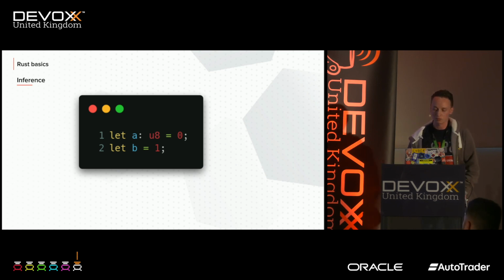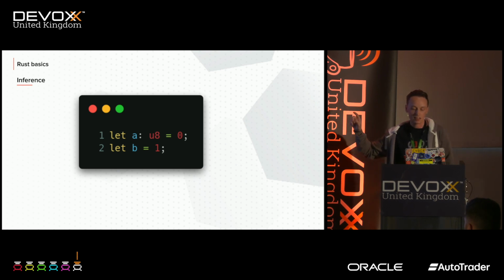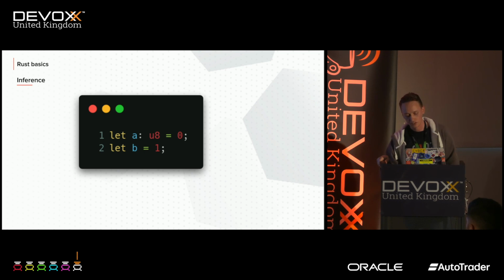We have types and we have inference. So you can specify a type for a given variable with a colon. Here we're saying A is an unsigned 8-bit integer, but for B, we're not specifying the type at all, we're just saying it's 1. In this case, the compiler will infer that this must be a number because we're assigning it a number, and it will default to a 32-bit signed integer.